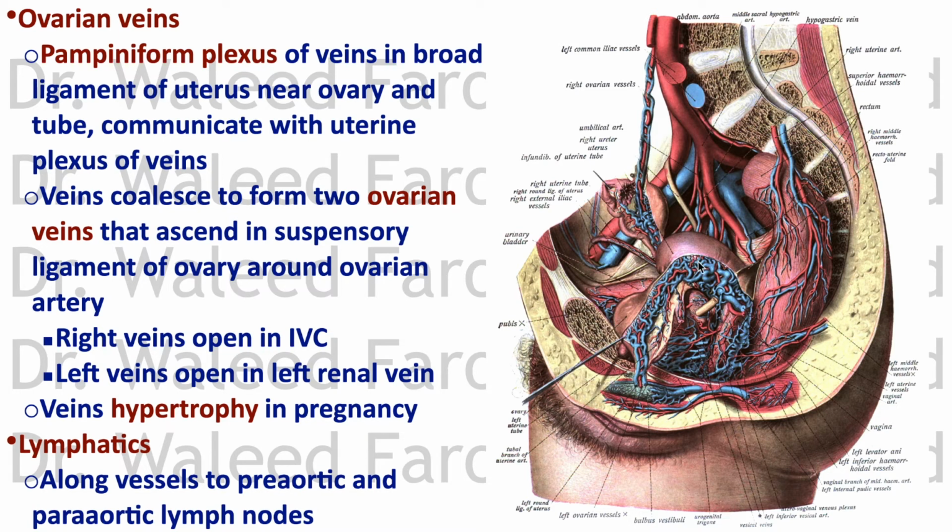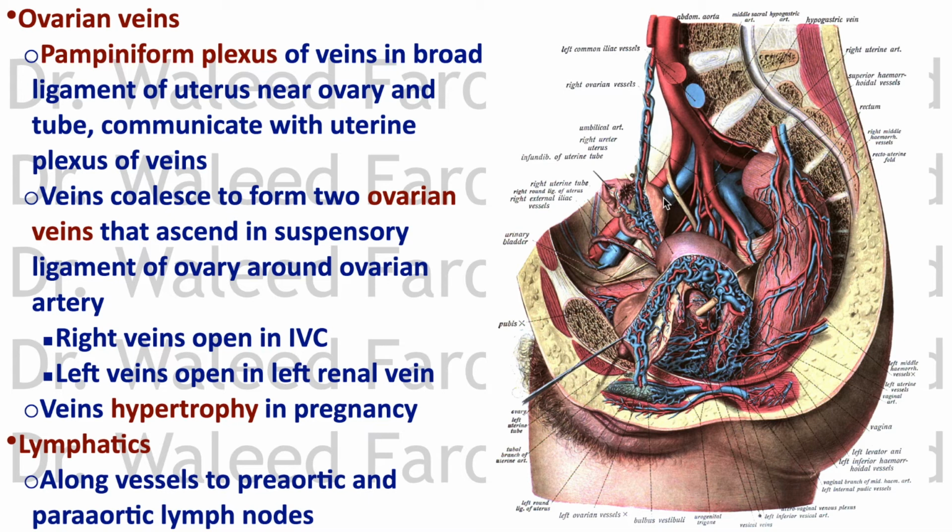Now, the right ovarian vein drains into the inferior vena cava. The left ovarian vein, on the other hand, because there is no inferior vena cava on the left side, opens into the left renal vein. Remember this when we studied the renal vessels. The left renal vein drains the left gonadal vessels, in this case, the ovarian vein. And the veins hypertrophy during pregnancy, of course, to meet the demands of the growing fetus.